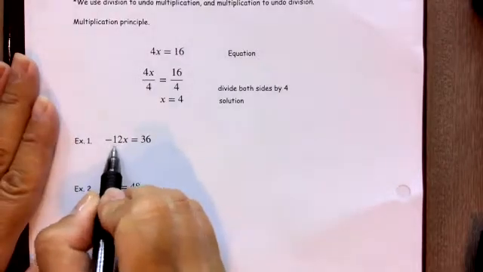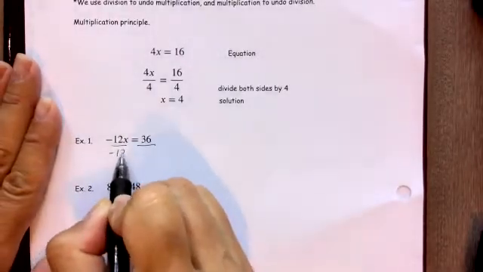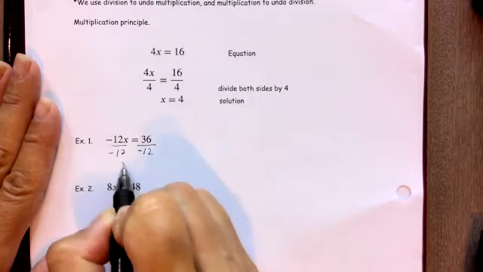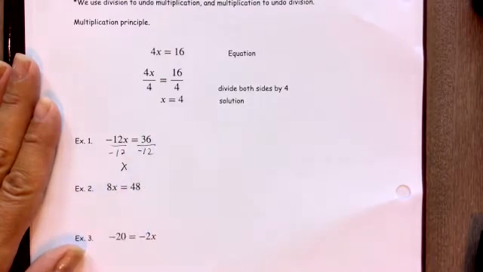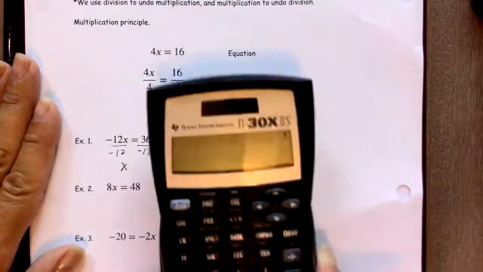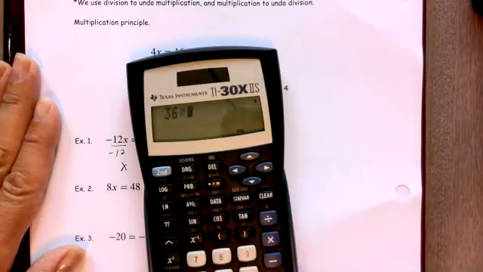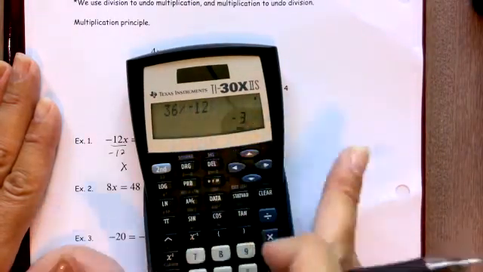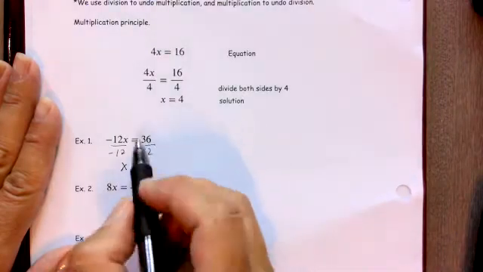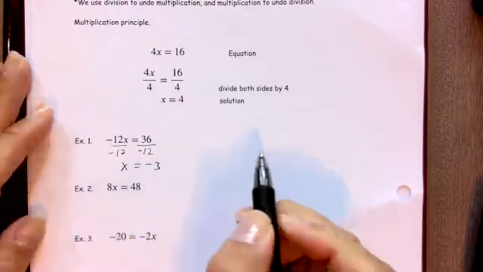So I'm going to divide both sides by everything next to the variable, negative 12. So x equals 36 divided by negative 12, and I can even put the negative in there. You get negative 3 is your solution.